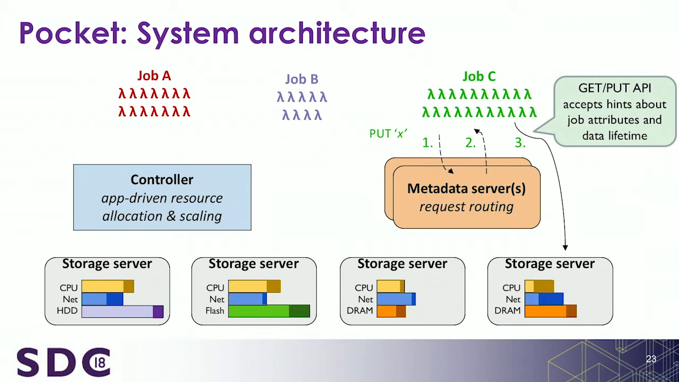By default, when a job deregisters, the controller will ensure that the data gets deleted. All data that this job generated will get deleted. But you can override this by writing data with a persist flag, and then it will last for longer than the duration of the job until a programmable timeout occurs, or the user explicitly deletes this object. And so this is useful for cases where you want to use Pocket to pipe data between different jobs.